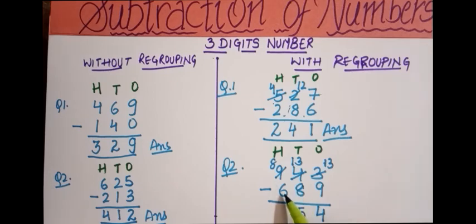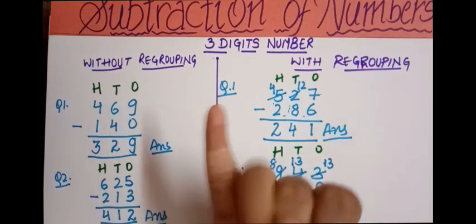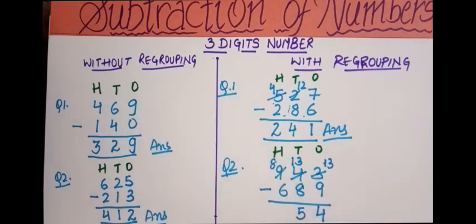Then 6 I have to subtract from 8. This we can do easily. So 6, then 7, 8. So I'll write 2 here. That means this is the answer. So subtracting 689 from 943, the difference we have got is 254. So I hope this is clear to you now.